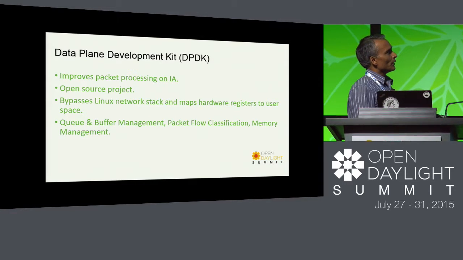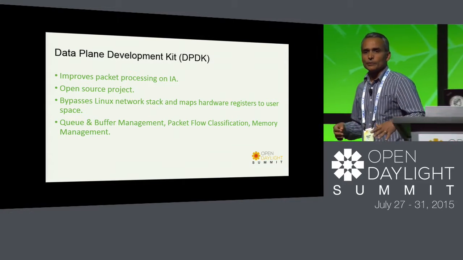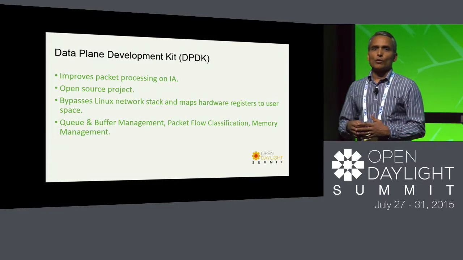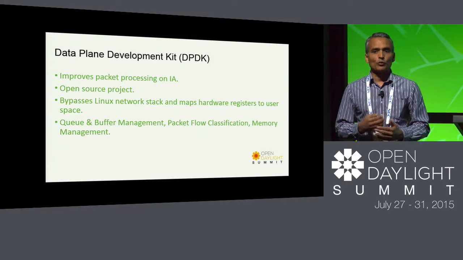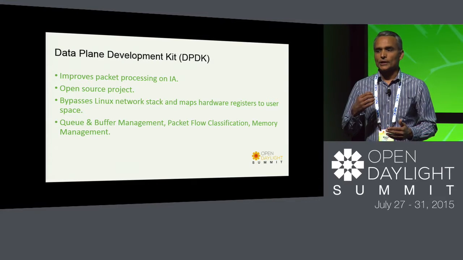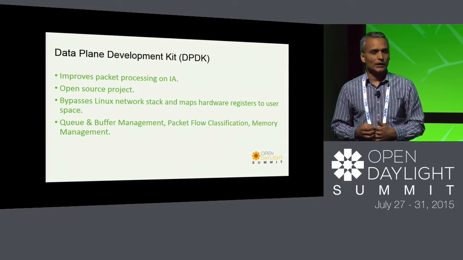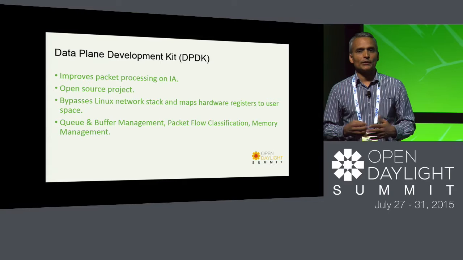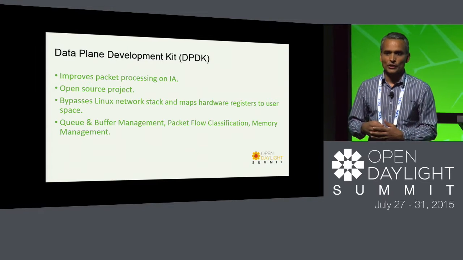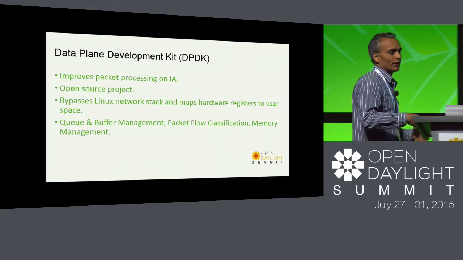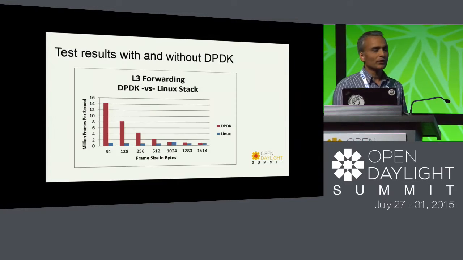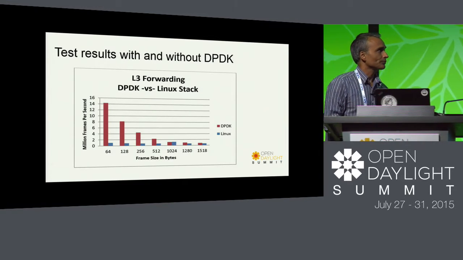So apart from bypassing the slow networking stack, what DPDK also does is it uses poll mode driver, it uses batch packet processing, and it uses run-to-completion scheduling. So all those things combined together give DPDK a big performance boost.